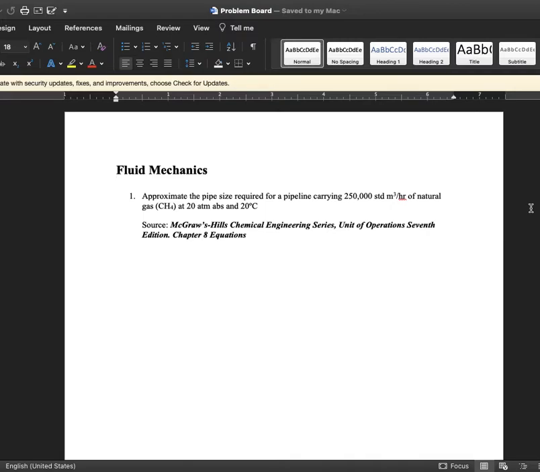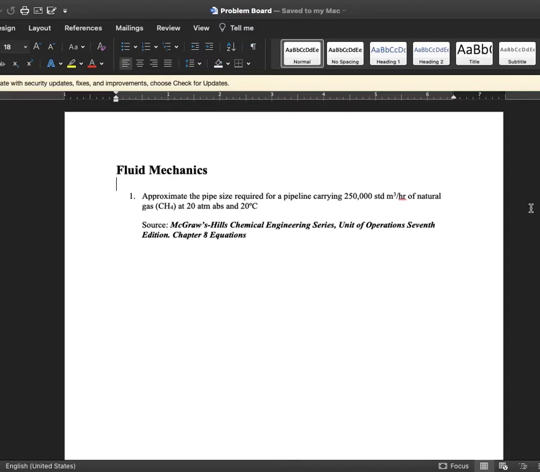Alright, here's our first problem, fluid mechanics. So we're gonna just dive right into it. Approximate the pipe size required for a pipeline carrying 250,000 standard meter cube per hour of natural gas, which is kind of like CH4, at 20 atm absolute. That's gonna be important. And 20 degrees Celsius.